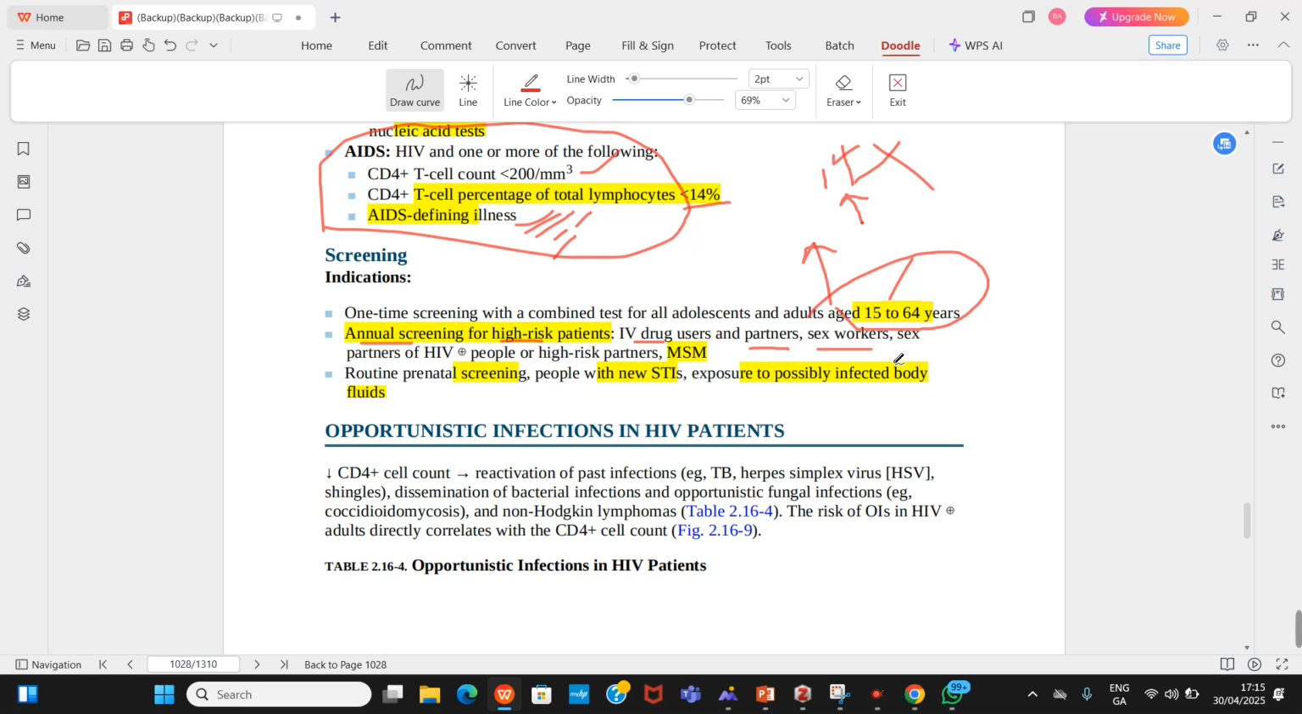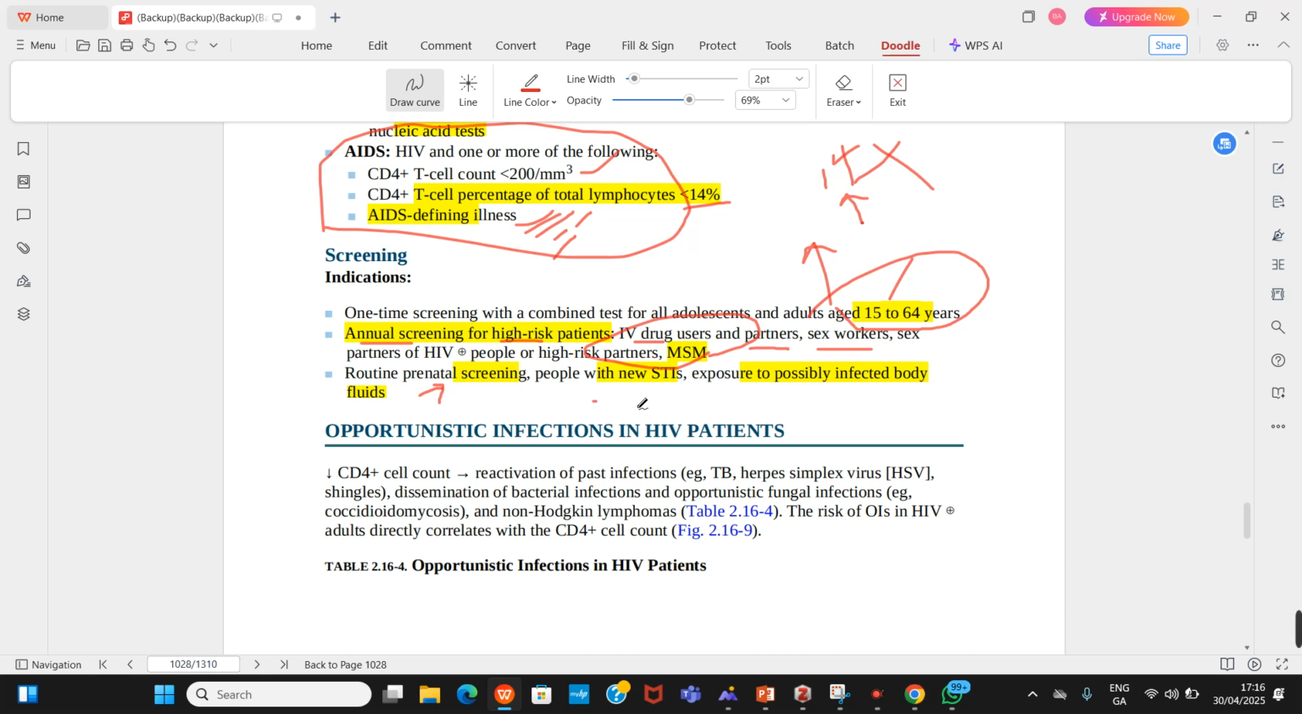Partners of people with known HIV, annual screening for them. People that engage in men-to-men sexual intercourse, annual screening for them, because all these are high risk for HIV. So we also do it routinely. People, when they come for their antenatal visit, you have to screen for HIV. Antenatal screen. Each pregnancy, you have to screen. You don't say, last baby, negative. Do it again, because you don't know what will have happened. So each time you are coming for your prenatal screening, do HIV screening.